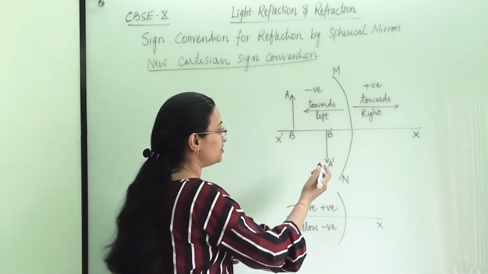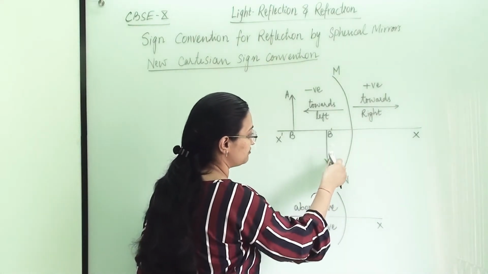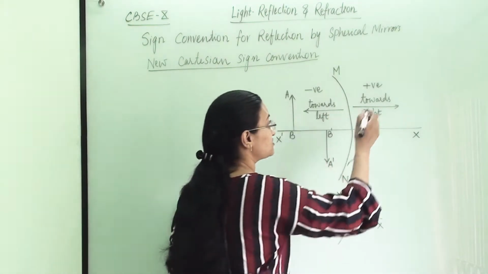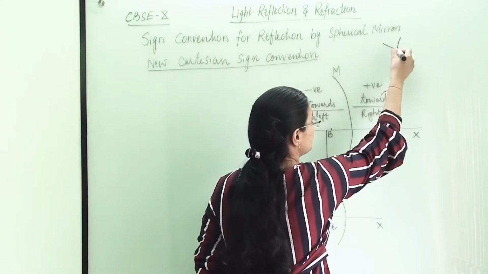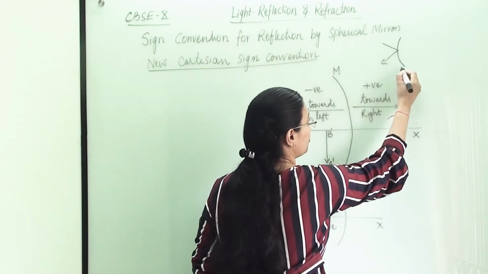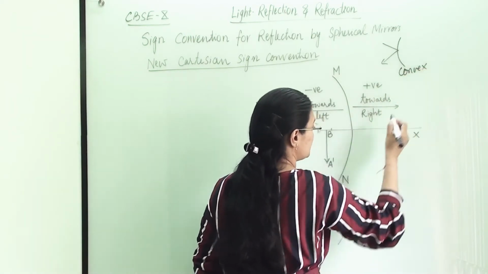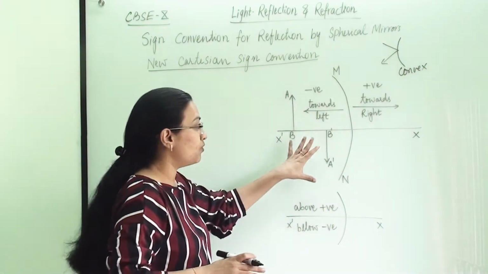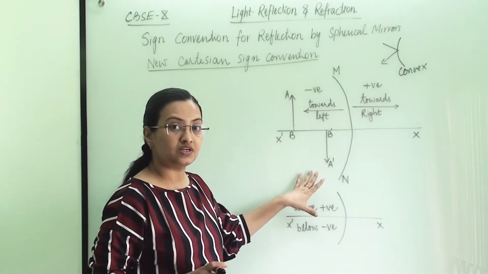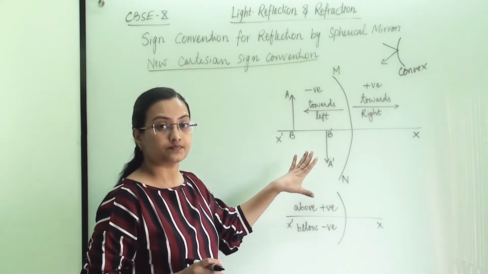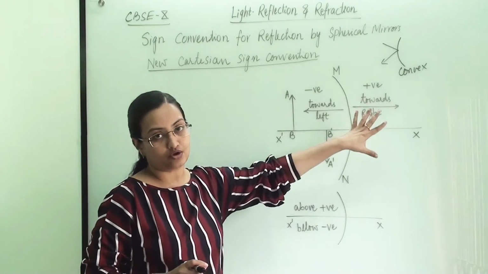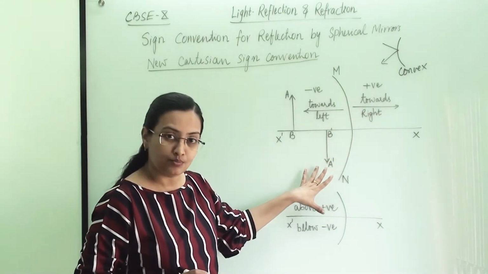So for concave mirror, this surface is reflecting surface. The inward surface is reflecting surface. Whereas for the convex mirror, the outward surface is reflecting surface. This surface is outward surface and this is for convex mirror. This is concave mirror, and what all rules we are discussing here will be applicable to all the types of spherical mirror and specifically two mirrors which are in our syllabus, that is concave mirror and convex mirror. So it will be applicable to both the mirrors.